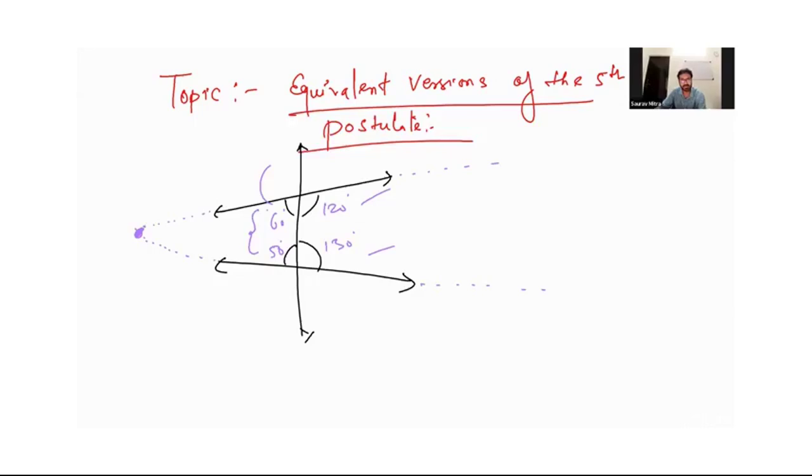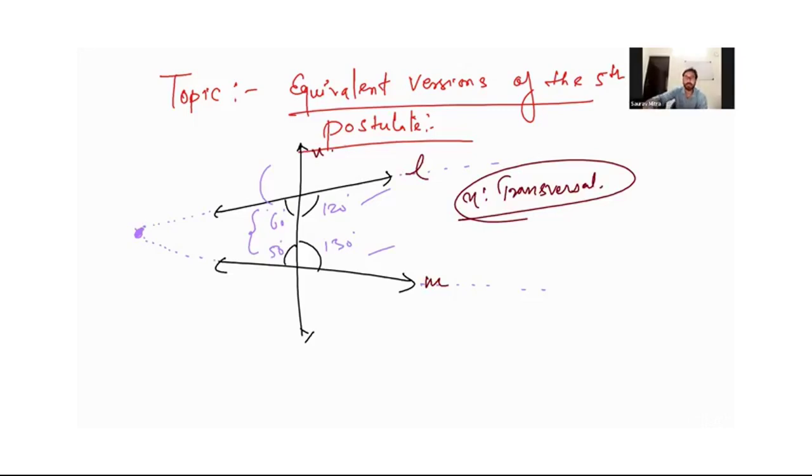Clear? This is the fifth postulate statement, but later on some modification was made to this fifth postulate. So let us understand it. If I give names, this is your L, this is your M, this is your N. So your N line will be called the transversal. This N line is your transversal.